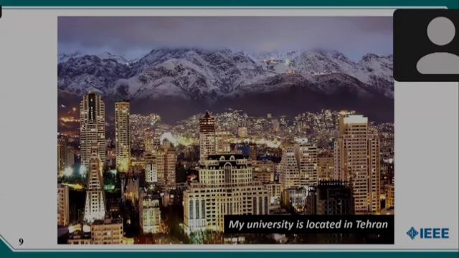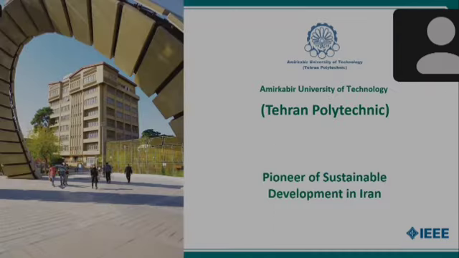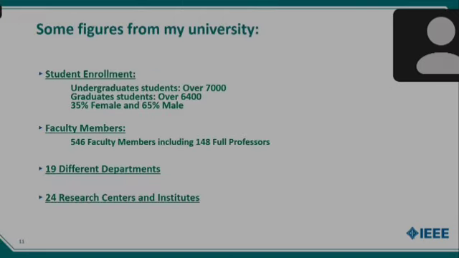Next slide, please. The name of my university is Amirkabir University of Technology, also known as Tehran Polytechnic, and the motto of my university is Pioneer of Sustainable Development in Iran. Next slide, please. I would like to present some figures about my university.